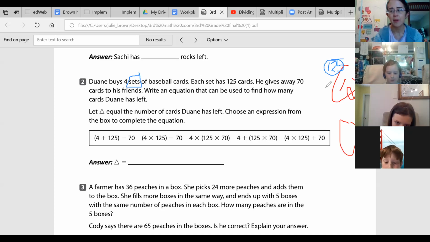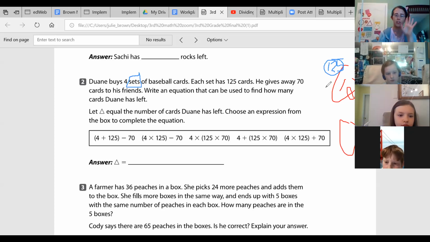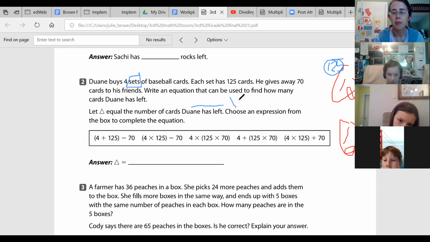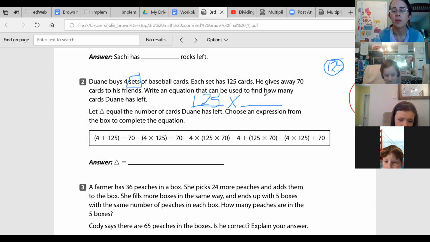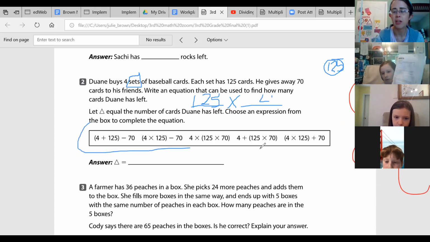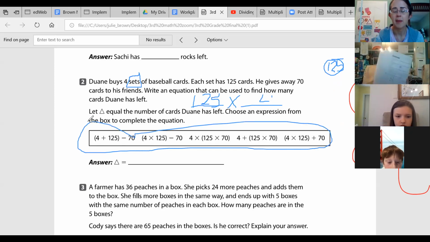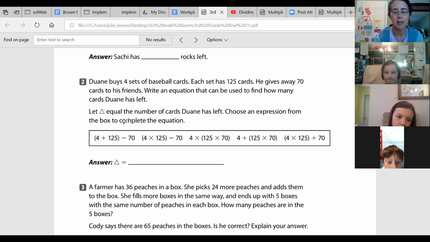So then Hadley, if I'm just looking at this drawing where there's 4 groups and 125 in each, and I need to write a multiplying sentence, what would I be multiplying together? 125 times 4. Perfect. So when they're asking me to choose one of the expressions inside this box, I'm going to go ahead and cross everything out that's not 125 times 4. So let me cross out this guy.